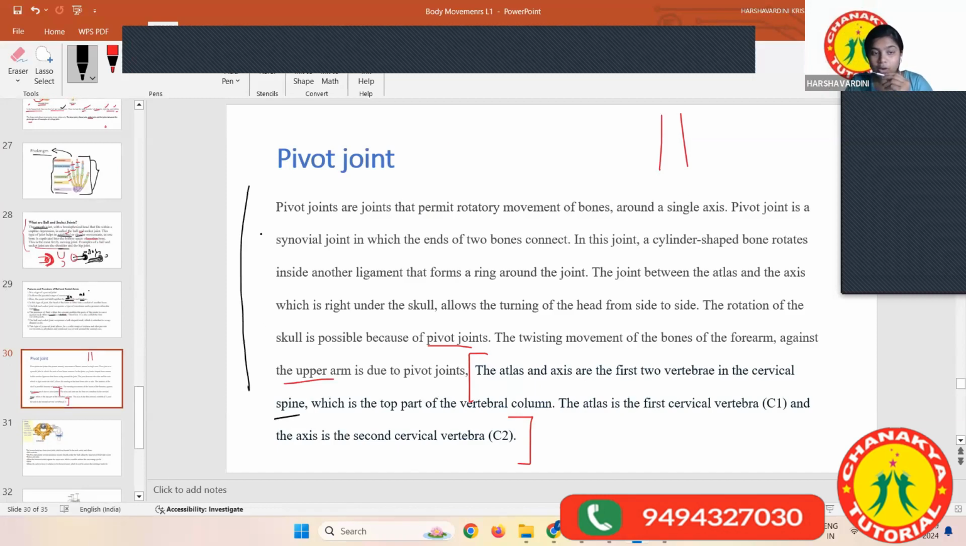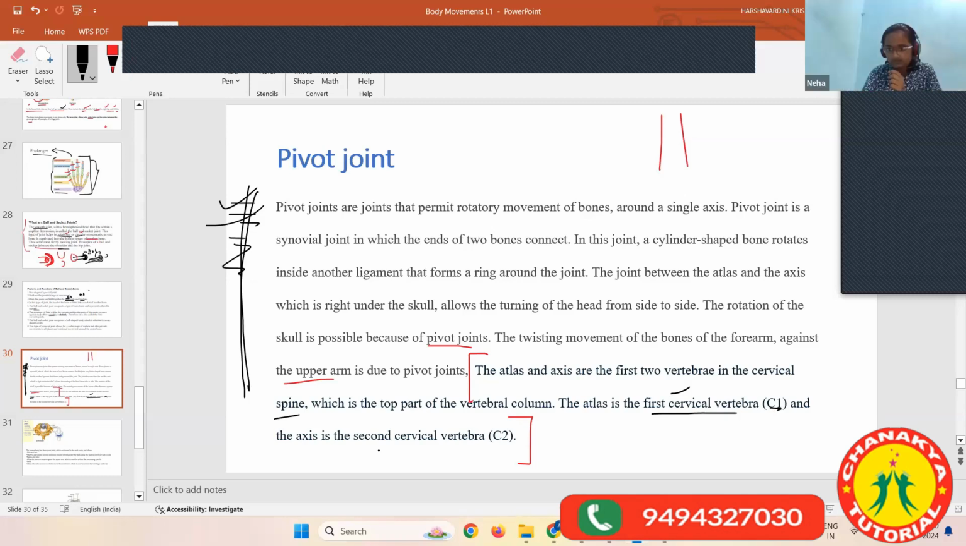You have a long spine, you all know, right? The vertebral column. The first two are your atlas and axis, which is obviously the top part of the vertebral column. The atlas is the first cervical vertebra, called C1, the short nickname. The axis is the second cervical vertebra. Remember what atlas and axis are?